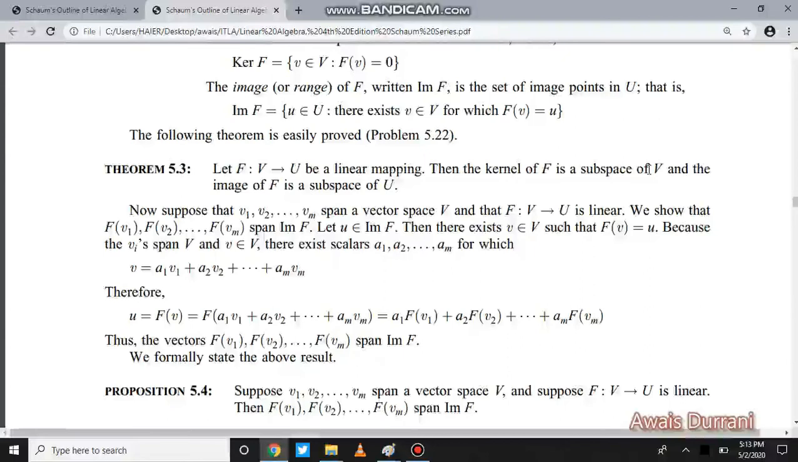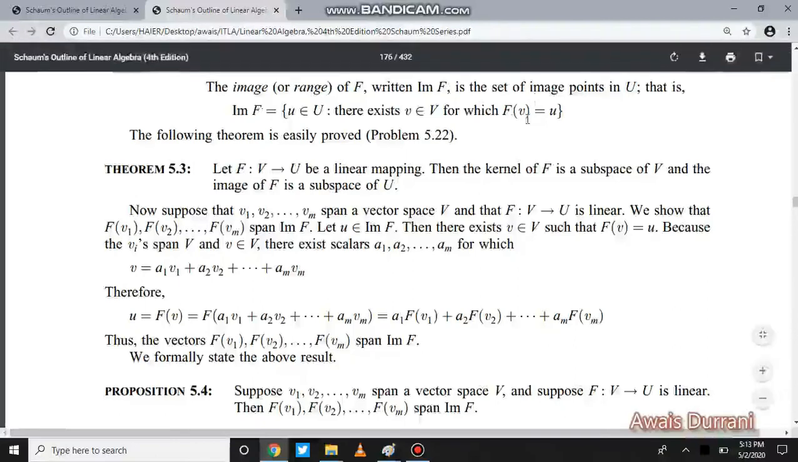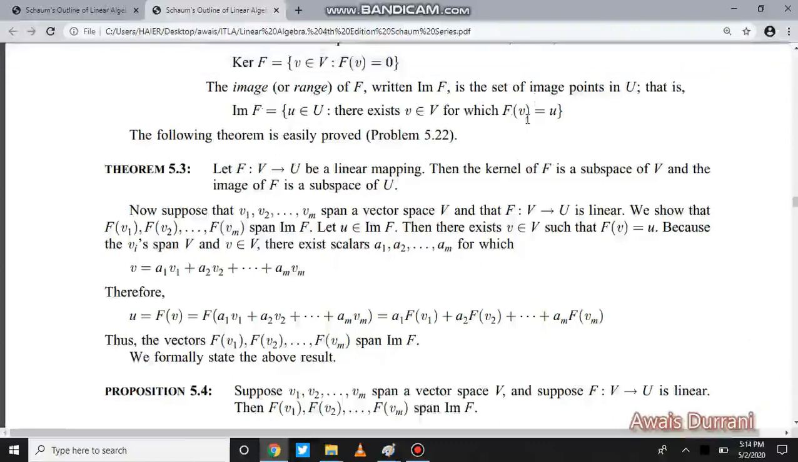And the second part says, let me prove that. We want to prove the image of F is a subspace of U. If I want to prove that, then this should be very clear: the image of F contains exactly the elements of U. We have discussed this in our definitions before, that the image of F will contain all the elements from U that have this property, that they will be the images of some elements of V.